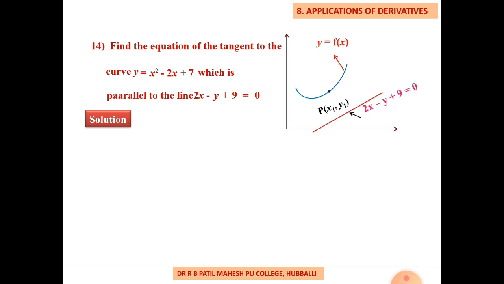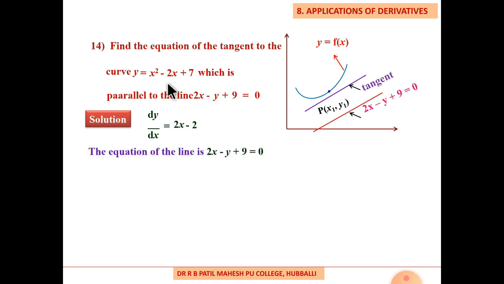Now you take one line, that is the equation of line is 2x minus y plus 9 equal to 0. Now this line is parallel to the tangent. So student, draw this line, which passes through this point here. Now dy by dx equal to, what is the derivative of this term? 2x minus 2.